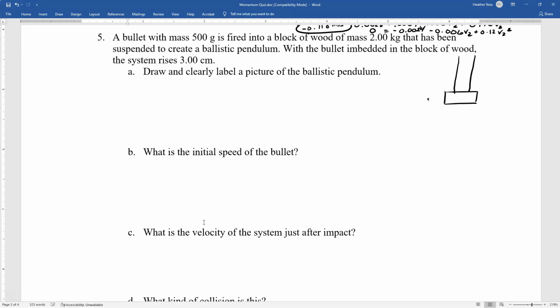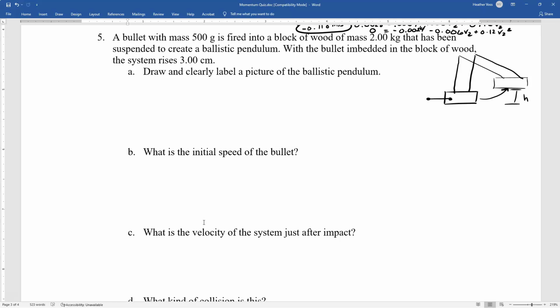We have a bullet that comes in, strikes it, and then this whole thing swings up some distance and then comes back down. So our bullet becomes embedded right here, and it's going to swing up to some height h. A little exaggerated for effect, but you get the idea. So there's our picture. Our initial speed of the bullet.